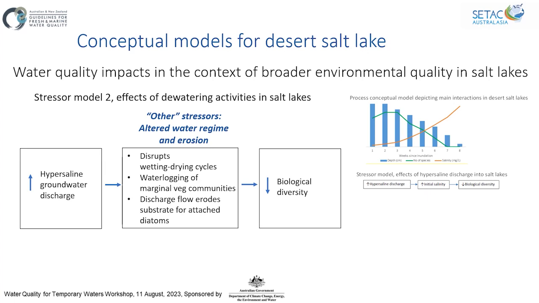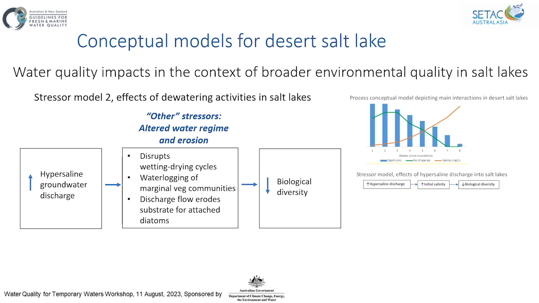So this model just focuses on the altered water regime that's caused by the groundwater discharge. So we've got a disruption to the wetting and drying cycles. That means that any obligate estivators in that system now probably can become eliminated because you've made the system permanent. You've also got waterlogging of the margins, and it's well documented that those littoral marginal plant communities are going to similarly become impacted and fall away as well.